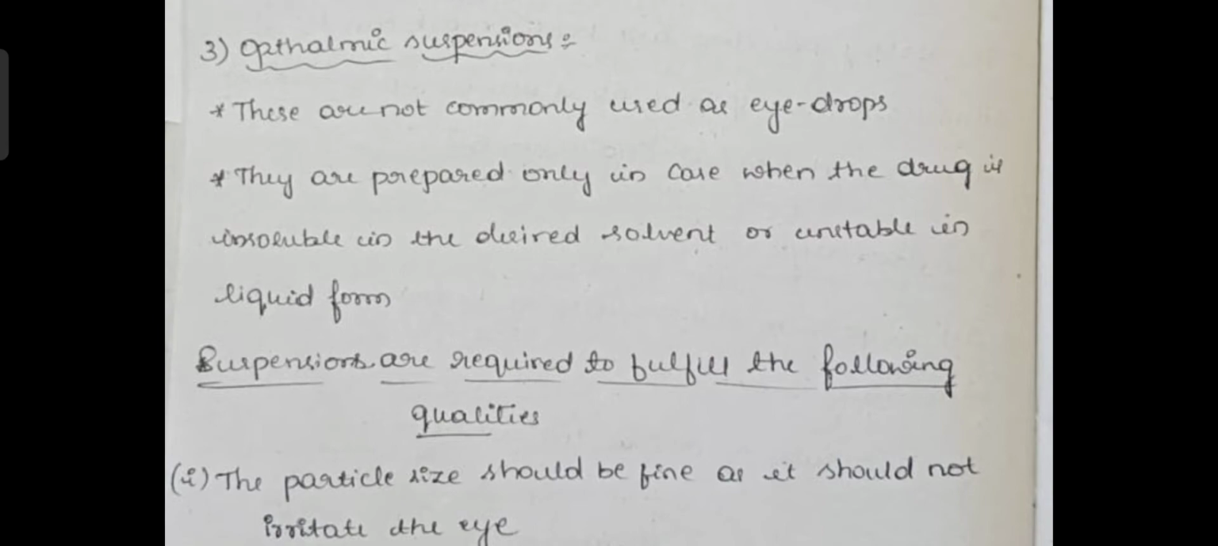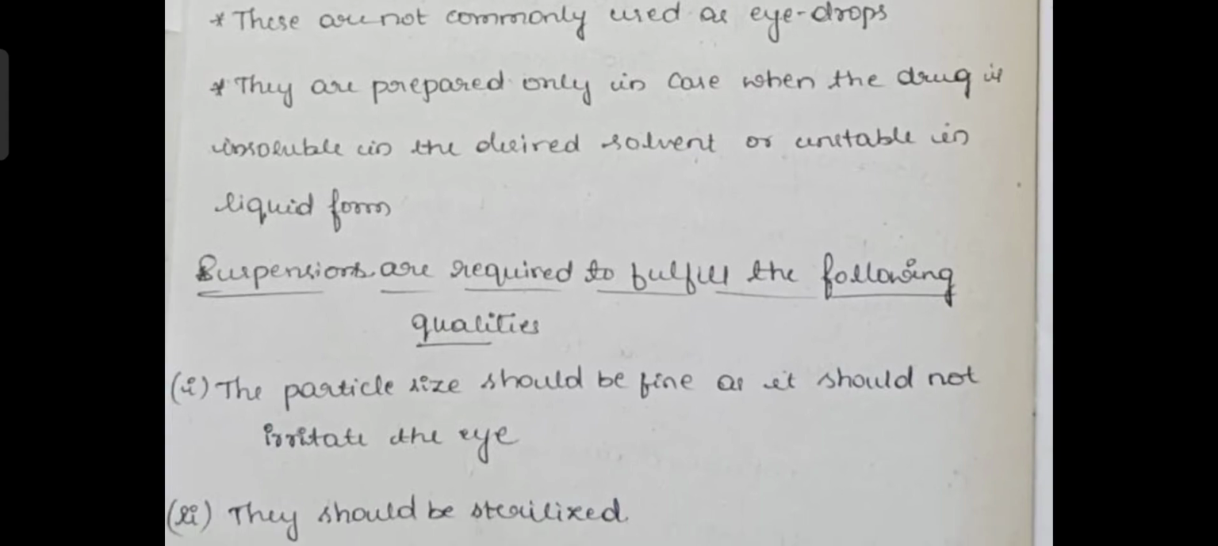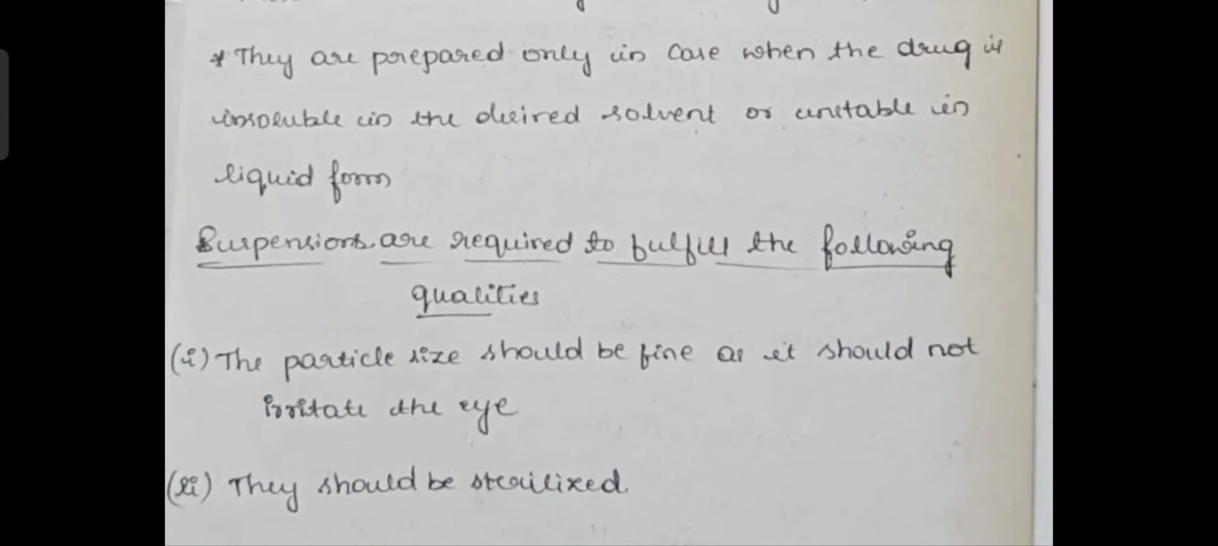They are prepared only in case when the drug is insoluble in the desired solvent or unstable in the liquid form. Unstable in liquid form and insoluble in desired solvent. In two cases only, these are prepared in the form of the ophthalmic suspension. The qualities that it should have are, the particle size should be fine, as it should not irritate the eye. This is the major point you have to consider while formulating the ophthalmic formulations.